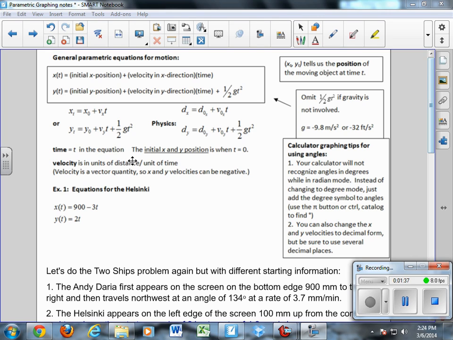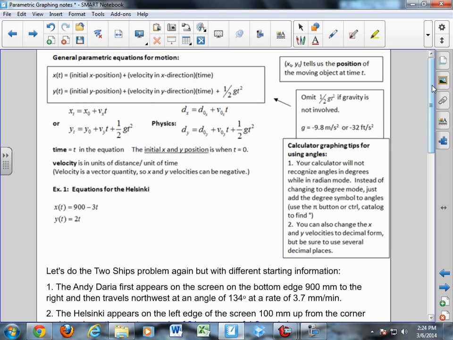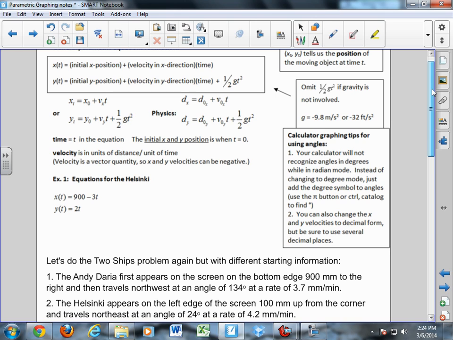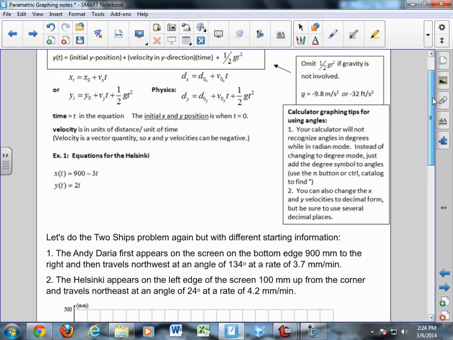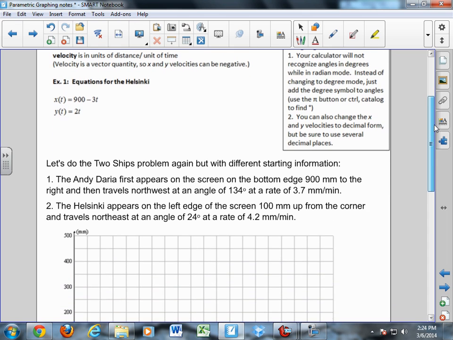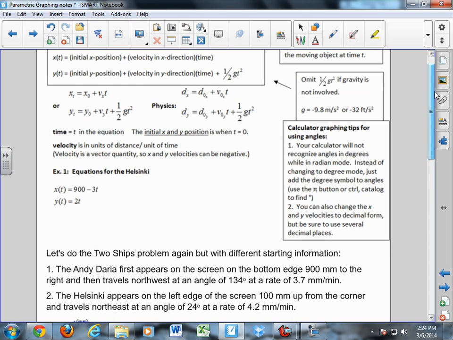Our initial x and y position is when t equals 0, which is why they have the little subscript 0 by it. Velocity is in units of distance divided by units of time. Velocity is a vector quantity, so velocities can be negative in the x and y direction. Initial velocity, however, if it's just velocity in the diagonal direction, which we'll talk about in a minute, would be positive.